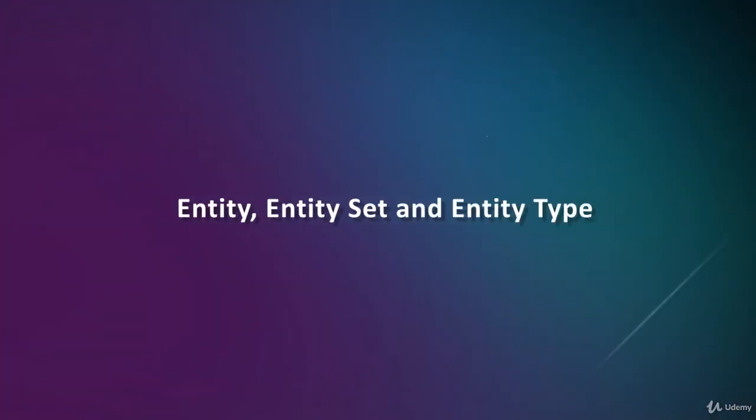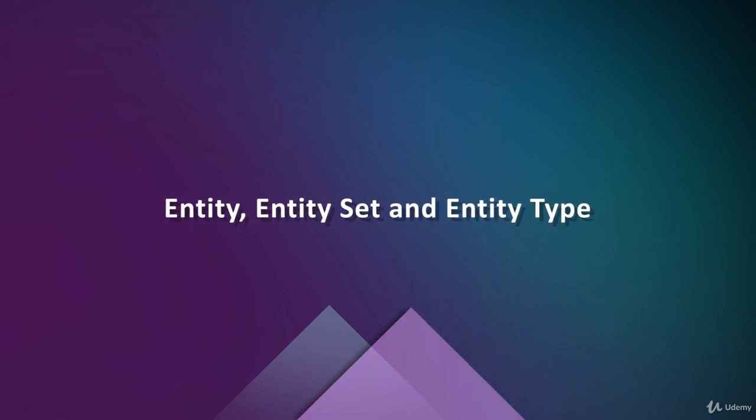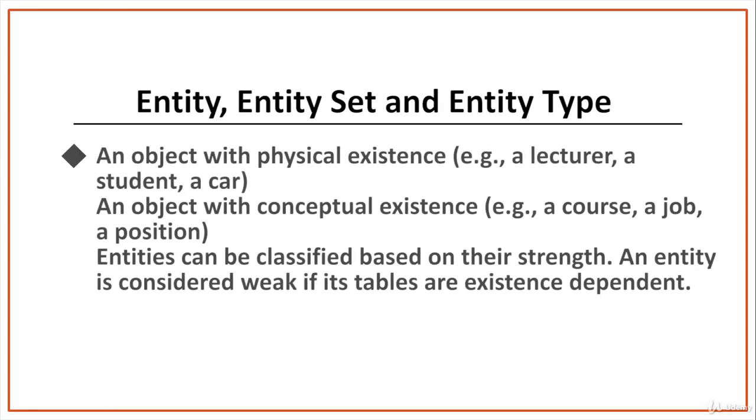Entity, entity set, and entity type. An entity is an object in the real world with an independent existence that can be differentiated from other objects. An entity might be an object with physical existence, for example a lecturer, a student, a car, or an object with conceptual existence, for example a course, a job, a position.